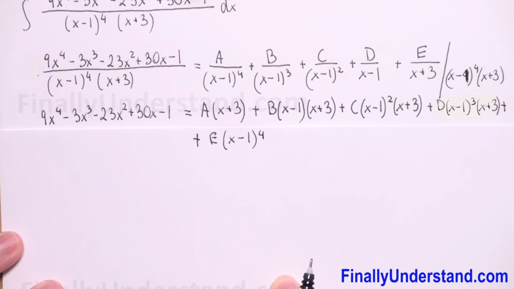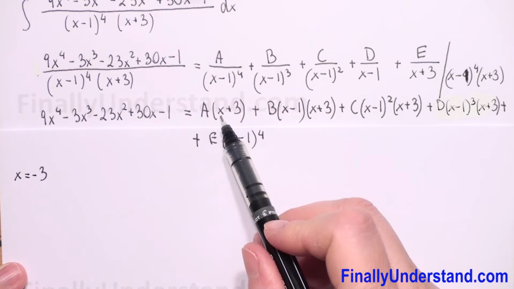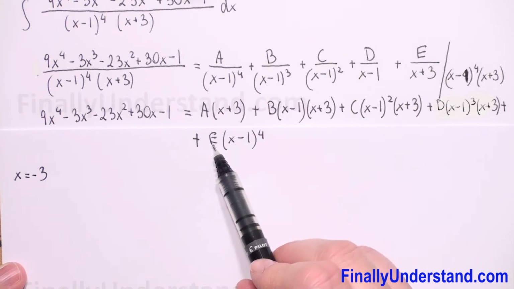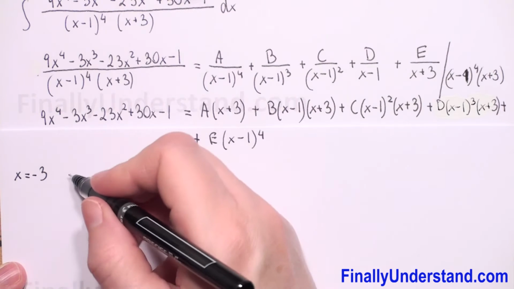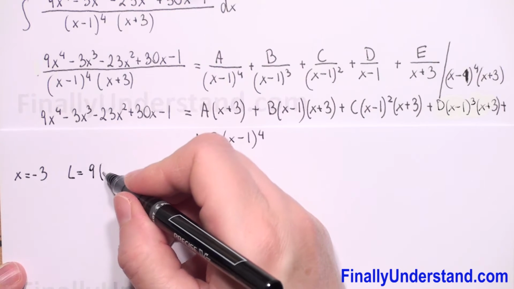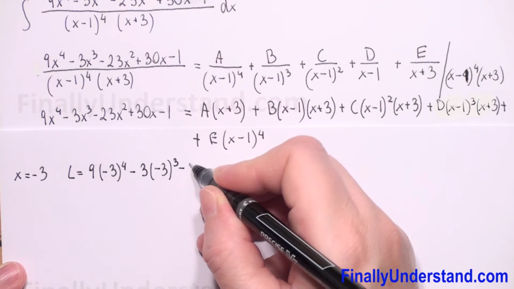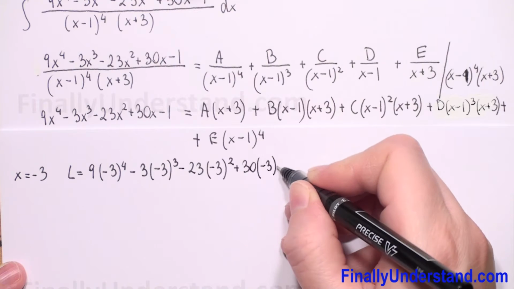So now we need to find these constants A, B, C, D, and E. First, we can do substitution to find some of these constants, because for x equals negative 3, we will have negative 3 plus 3, so this expression will reduce, and this, and this, and that. So only left E times negative 3 minus 1 to 4th power. So let me start from the beginning. Left side will be equal 9 times negative 3 to 4th power minus 3 times negative 3 to 3rd minus 23 negative 3 squared plus 30 times negative 3 minus 1.